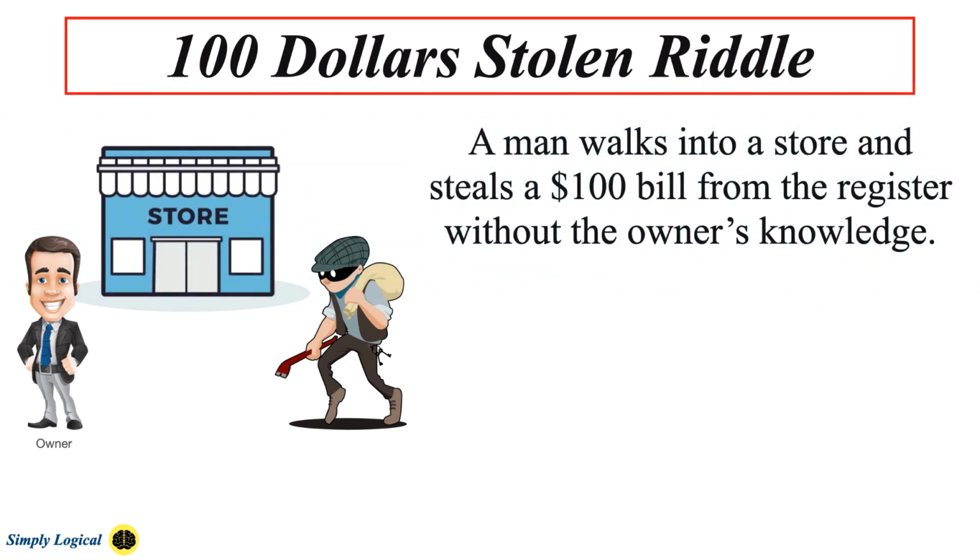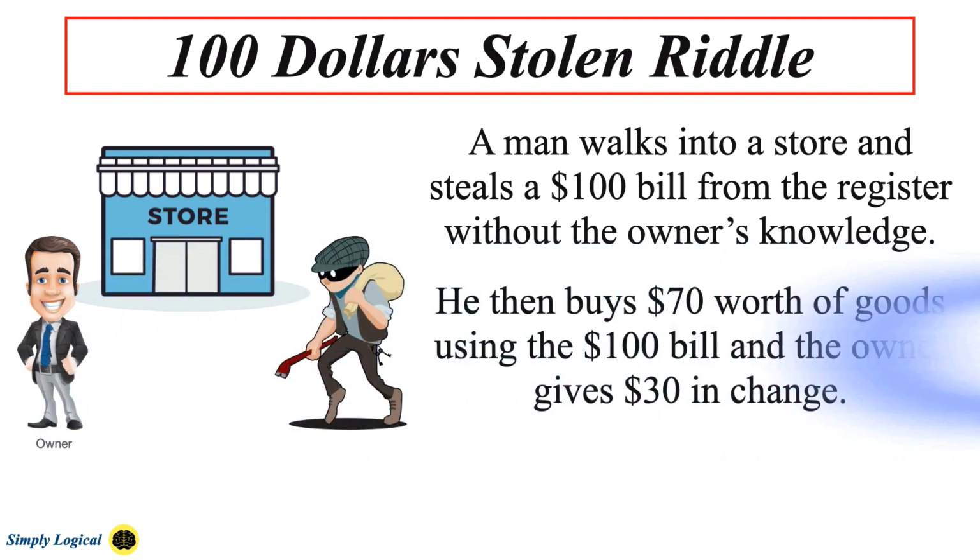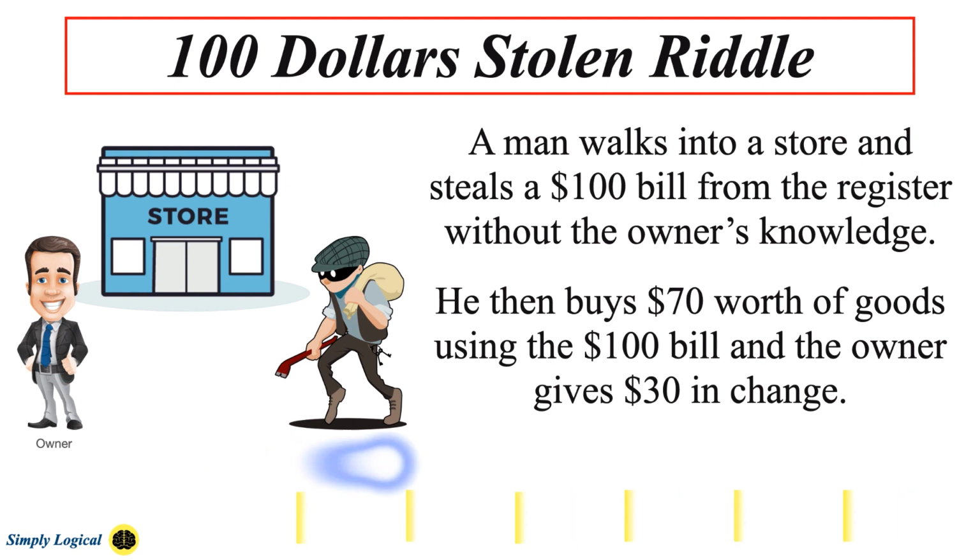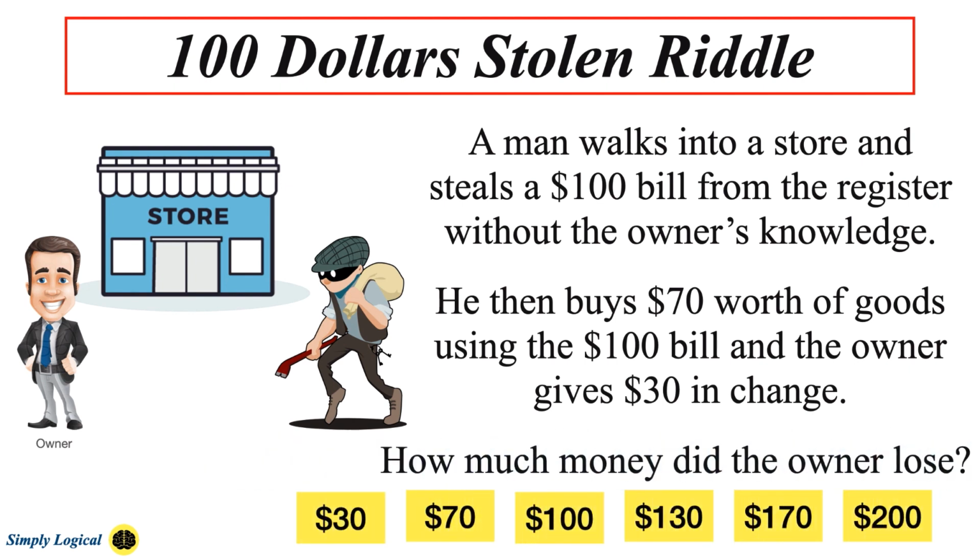A man walks into a store and steals a $100 bill from the register without the owner's knowledge. He then buys $70 worth of goods using the $100 bill and the owner gives $30 in change. How much money did the owner lose? Is it $30, $70, $100, $130, $170 or $200?